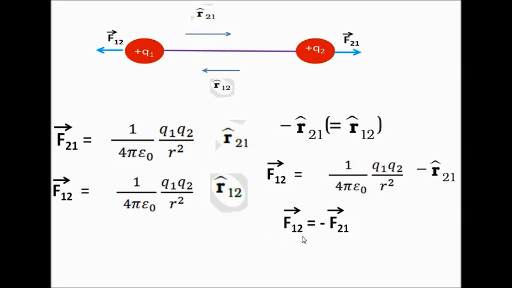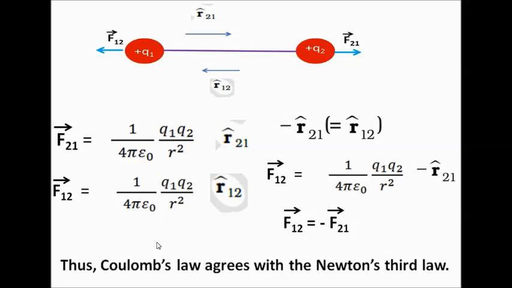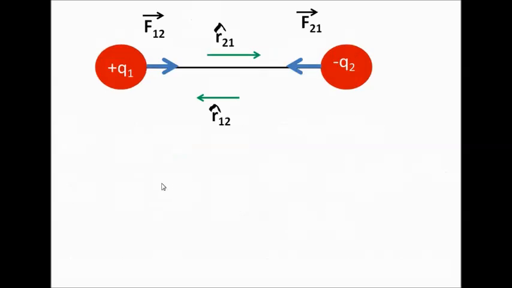F12 is the force experienced by Q1 and F21 is the force experienced by Q2. So from this we can conclude one point, that Coulomb's law agrees with Newton's third law. So the same thing we can do for unlike charges also. Instead of two positive charges, here I am taking one positive charge and one negative charge.